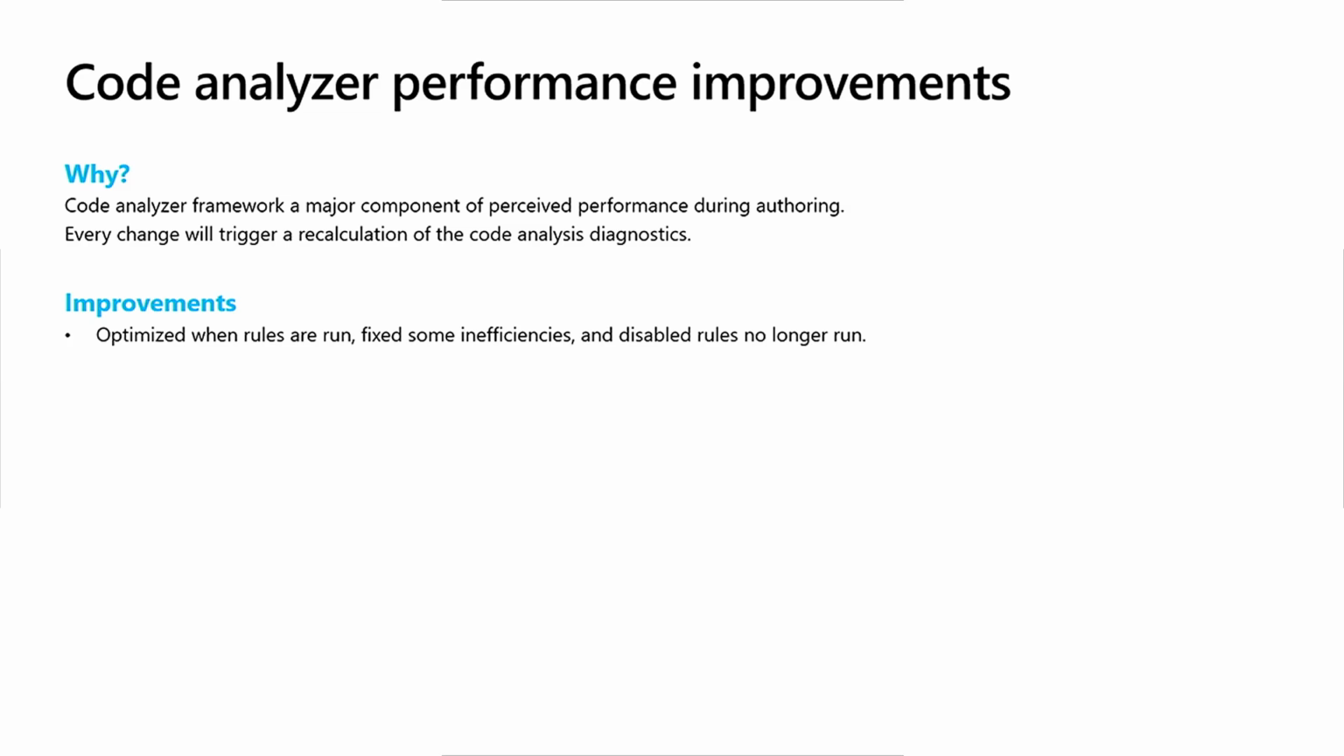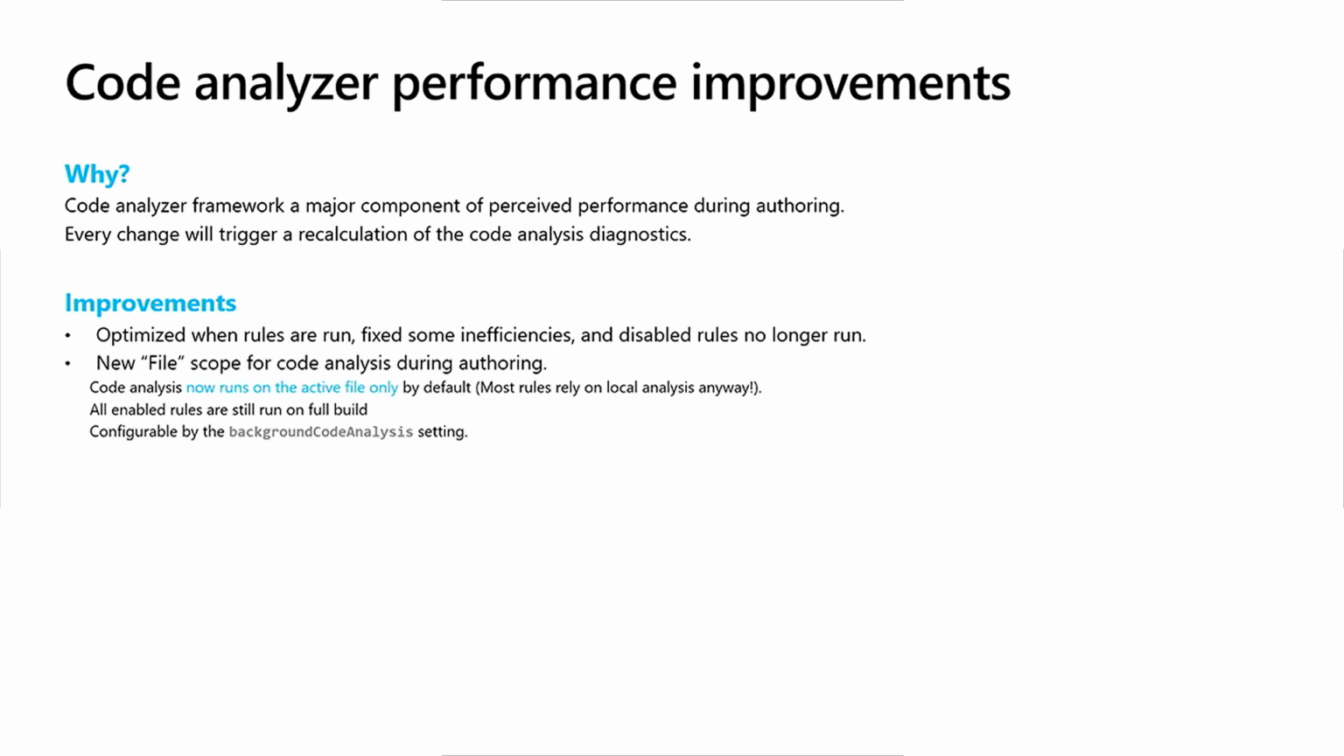We also fixed some efficiencies and disabled those rules that no longer run. One of the biggest changes here is that we added this new file scope. This means that code analysis only runs on the current file. Of course, this is a big performance advantage because you don't have to run it through all the files. You might lose some diagnostics, but most diagnostics are local anyway. And you can also get the full diagnostics by doing a full build.